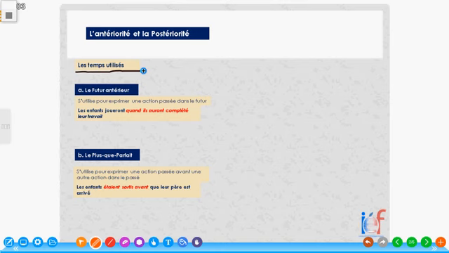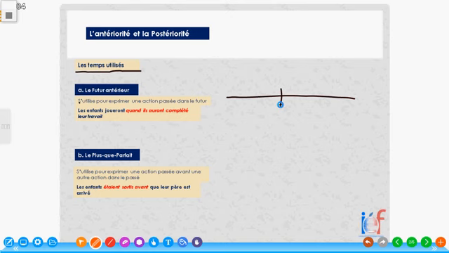Now, le futur antérieur is a futuristic expression. It's simply saying that pour exprimer quelque chose dans le futur, mais une action qui s'est déjà passée. Alright? Par exemple, il s'utilise pour exprimer une action passée dans le futur. Now, let me break that down. Alright? We use the futur antérieur to express an action that is already past in the future.